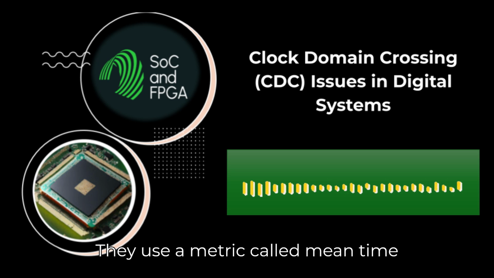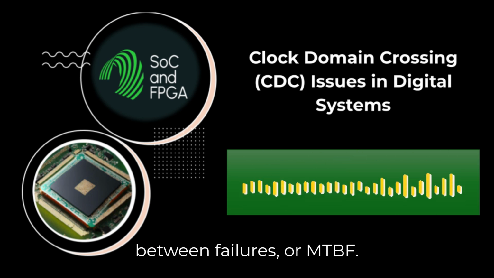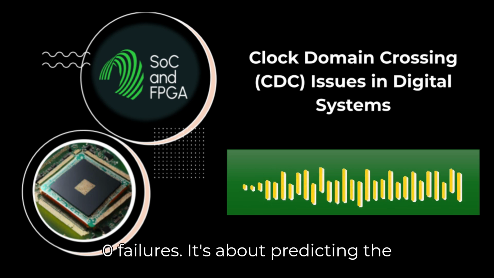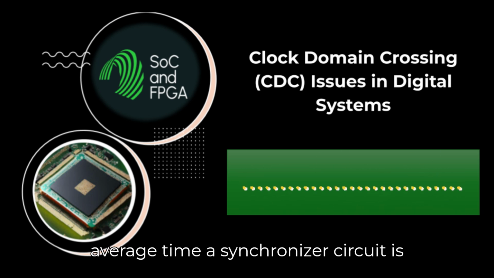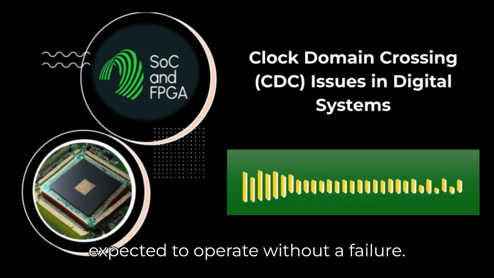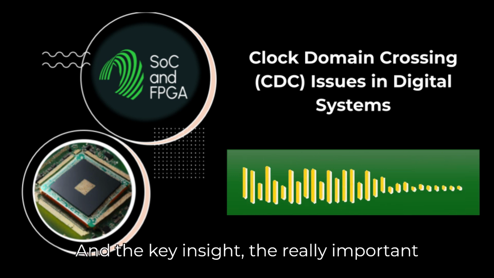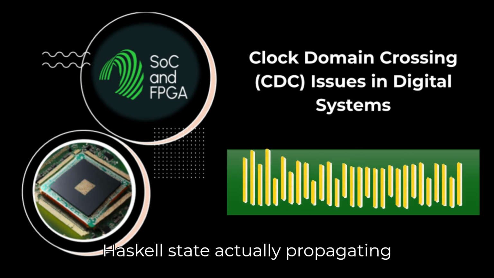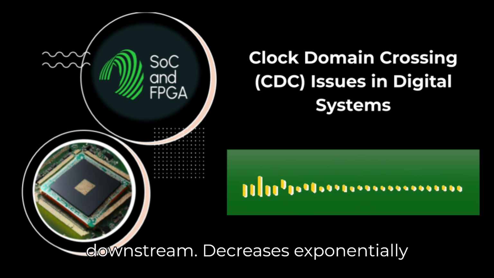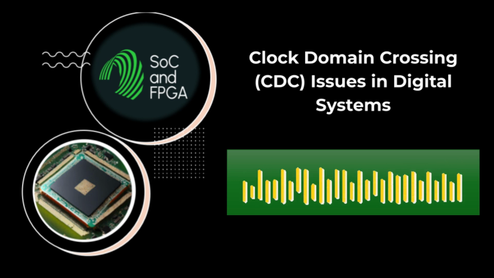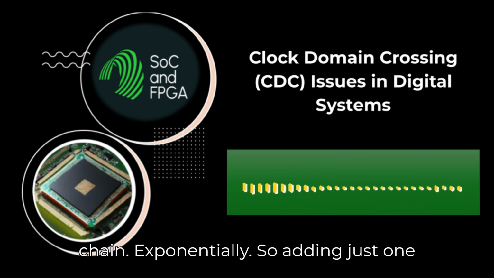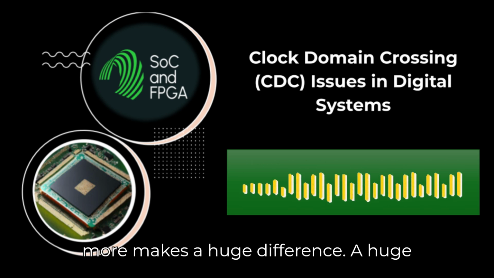They use a metric called mean time between failures, or MTBF. MTBF, right. This isn't about guaranteeing 0 failures. It's about predicting the average time a synchronizer circuit is expected to operate without a failure. And the key insight, the really important part, is that the probability of a metastable state actually propagating downstream decreases exponentially with each extra flip-flop you add in a chain. Exponentially. So adding just one more makes a huge difference.